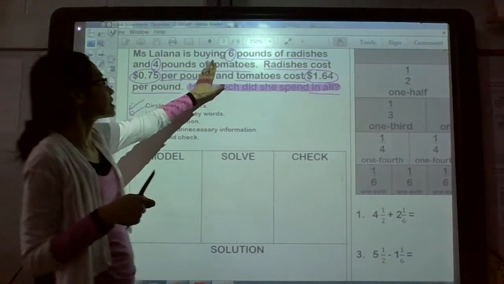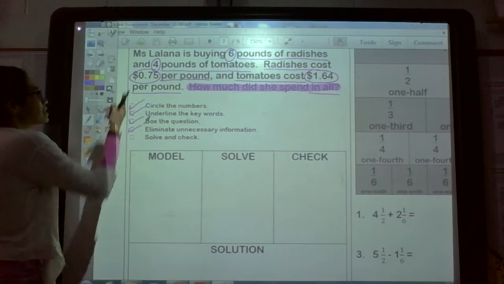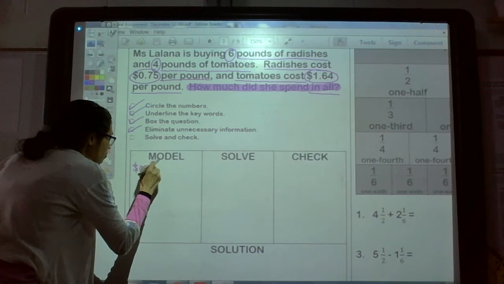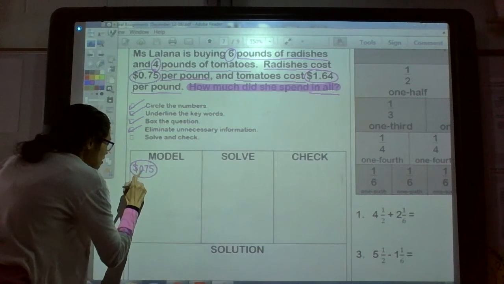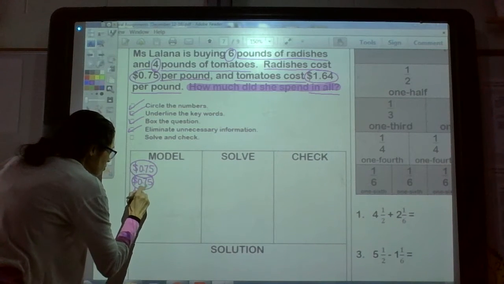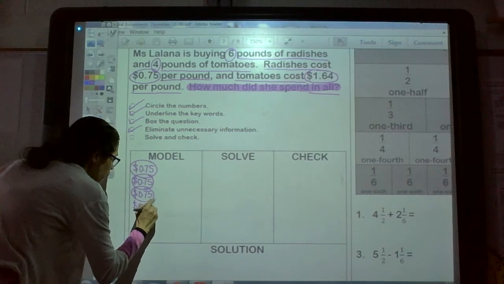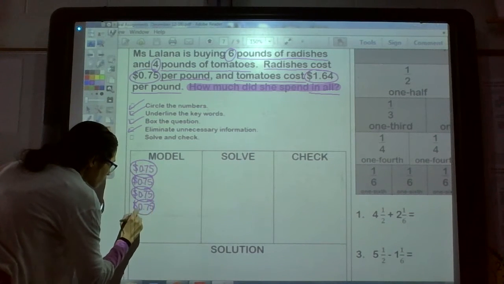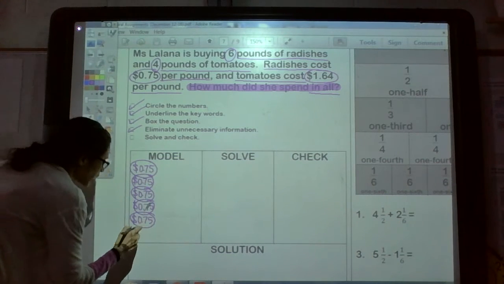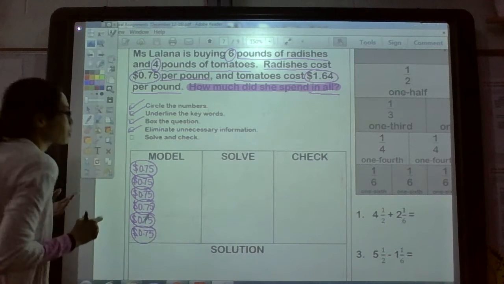All right, so we need 6 pounds of radishes. And I'm just going to do circles for that. And how much is that? 75 cents. So I need to write 75 cents. How many times? 6 times. 75 cents. 75 cents. 75 cents. 1, 2, 3, 4, 5. And 6. Right there. Bam.